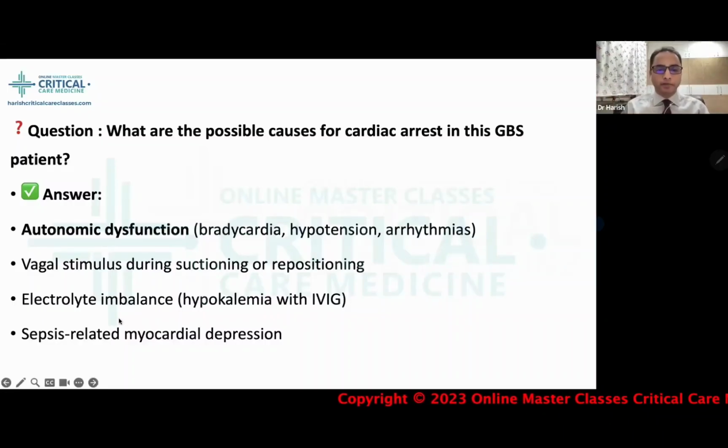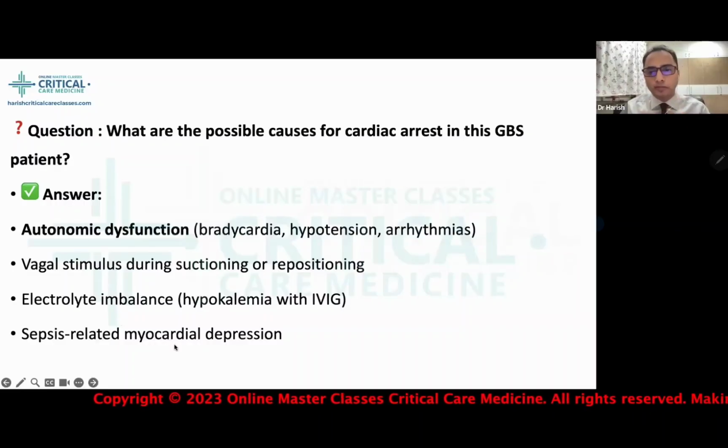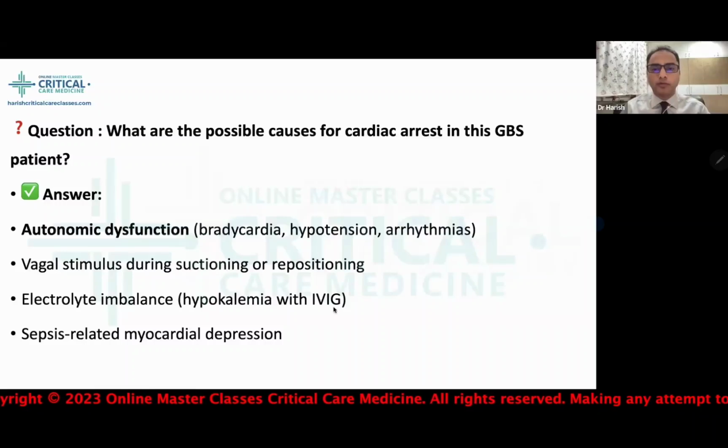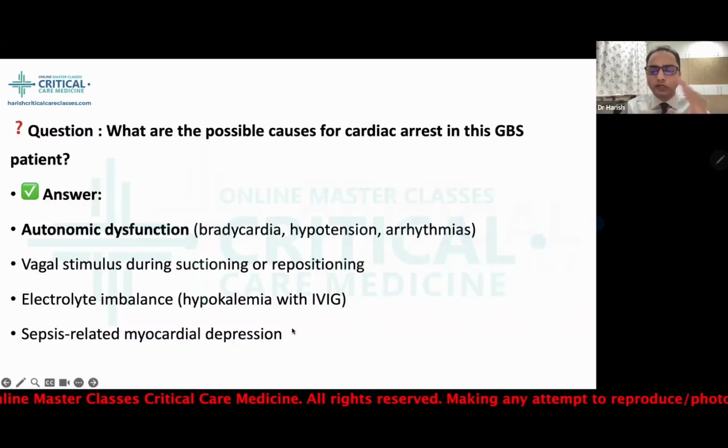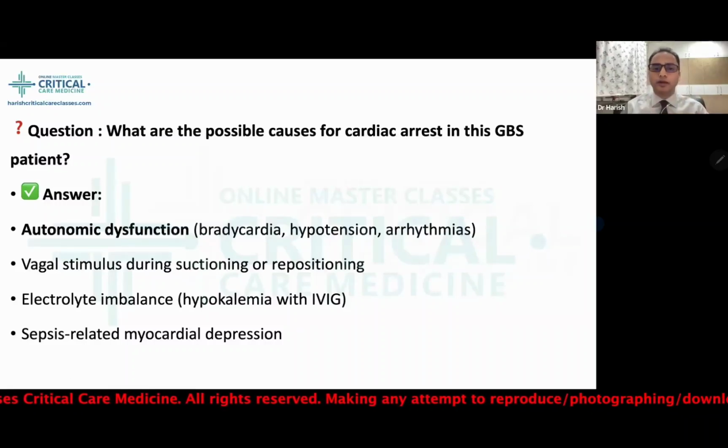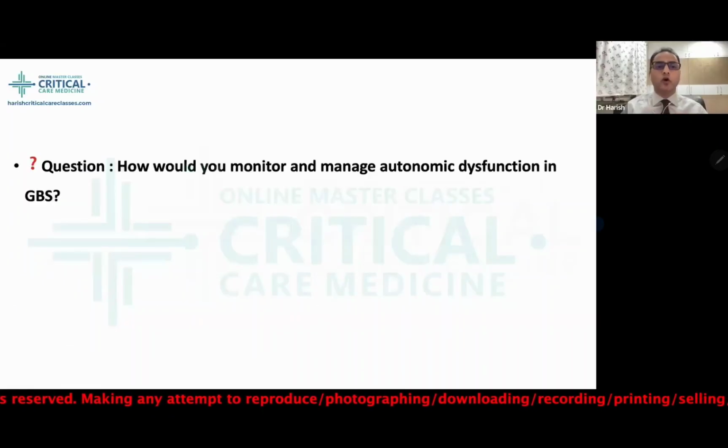Sometimes, rarely, the patient is having a VAP. So sepsis-related myocardial depression, sepsis cardiomyopathy, can also, at the extreme, cause some sort of cardiac dysfunction, cardiac arrest and so on, which is a rare instance. Okay, so how would you monitor and manage autonomic dysfunction in a patient with GB syndrome?